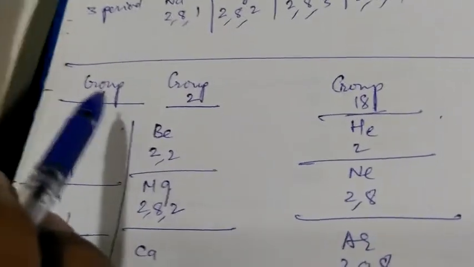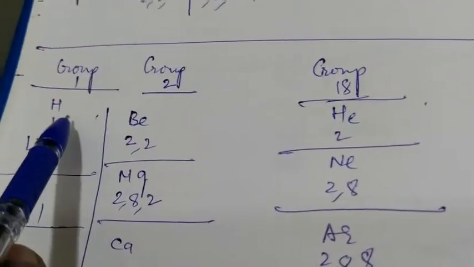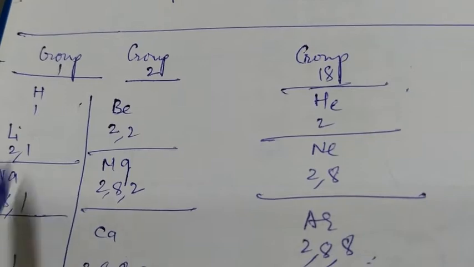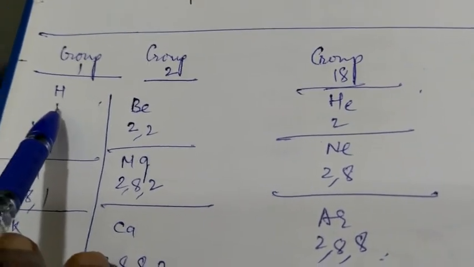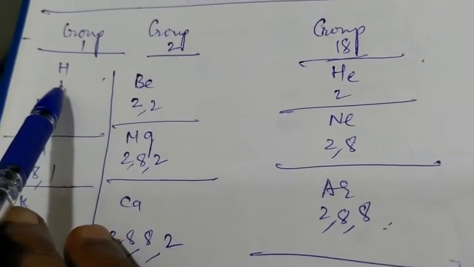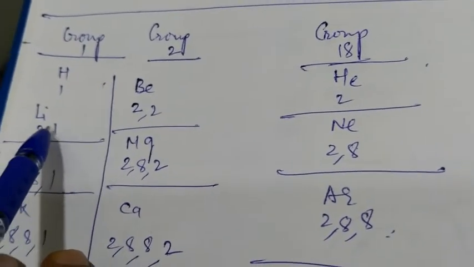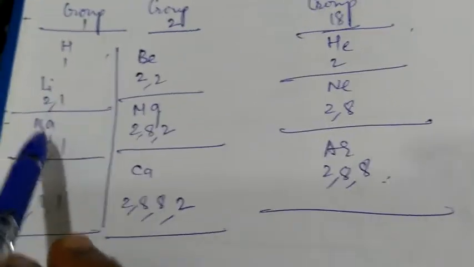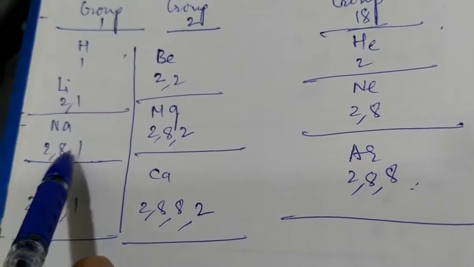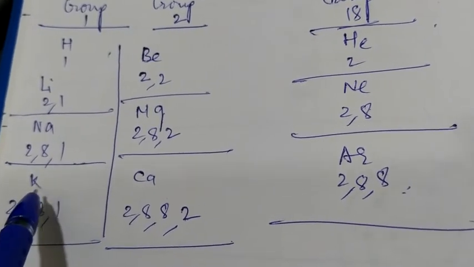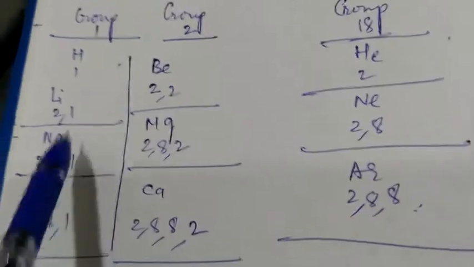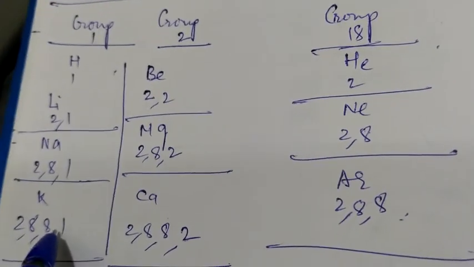Now you see, some members of group 1 we have taken. In group 1, hydrogen is there, atomic number 1, so only one electron is there. Then the second member is lithium, atomic number 3, so 2 and 1. Then sodium 2, 8 and 1, and potassium 2, 8, 8 and 1. So this is the electronic configuration of group 1.